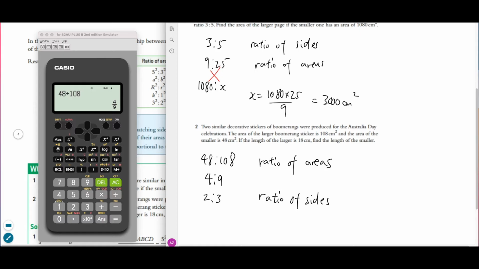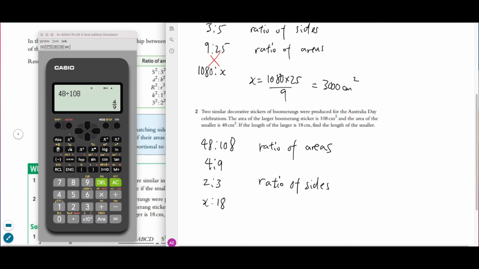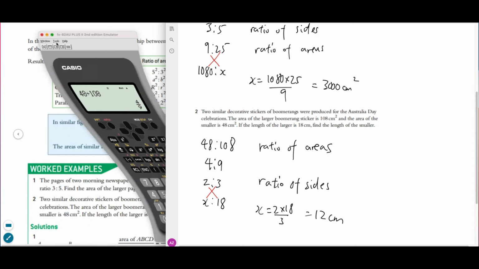Okay, now the question says, if the length of the larger is 18 centimeters, find the length of the smaller. Because this is the larger one, you just say x to 18. So 2 to 3 equals x to 18. What's x? Well, that's pretty easy. You can use the cross method again. x is equal to 2 times 18 divided by 3, which equals 12 centimeters. Voila. That's how you get the answer.